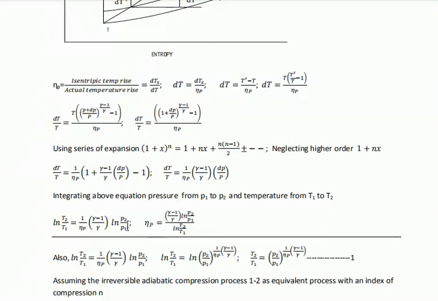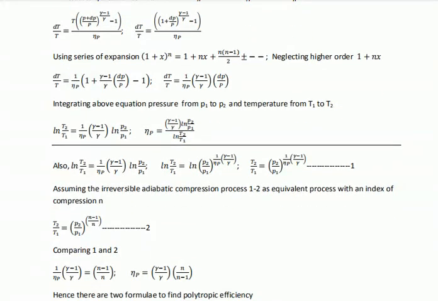Eta p can also be written in terms of polytropic efficiency, that is eta p is equal to gamma minus 1 by gamma ln of P2 by P1 divided by ln of T2 by T1. We can also write ln of T2 by T1 is equal to 1 by eta p, gamma minus 1 by gamma, ln of P2 by P1. So the ln gets cancelled, and T2 by T1 is equal to P2 by P1 raised to the power of (1 by eta p) into (gamma minus 1 by gamma). This is equation number 1. So, assuming the irreversible adiabatic compression process 1 to 2 as an equivalent process with an index of compression n.